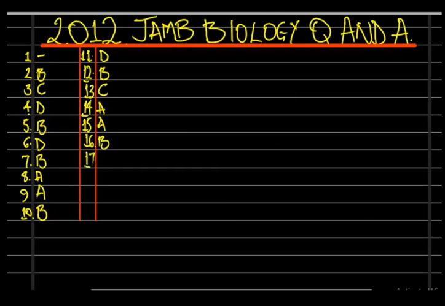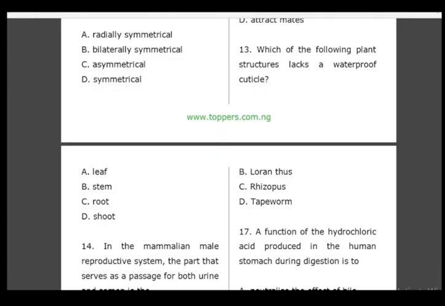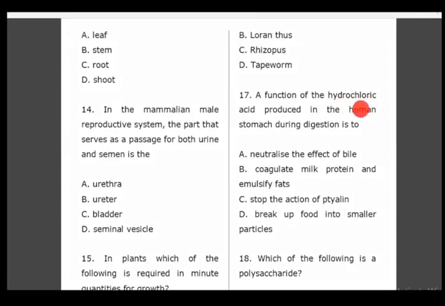And then moving to 17 now. Question 17 says, a function of the hydrochloric acid produced in the human stomach during digestion is to A. Neutralize the effect of bile, B. Coagulate milk protein and emulsify fat, C. Stop the action of ptyalin, and D. Break up food into smaller particles. Now, let's answer the question.